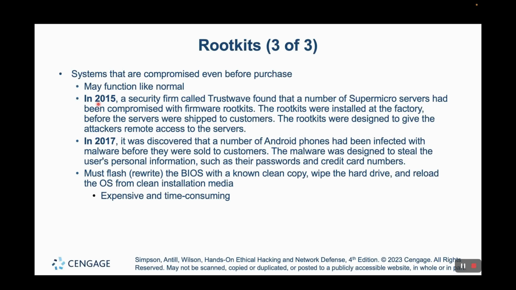Like in 2015, a security firm called Trustwave found that a number of Supermicro servers had been compromised with firmware rootkits. They were installed at the factory before the servers were shipped out to customers. The rootkits were designed to give attackers remote access to the server. That's a big disaster. In 2019, it was discovered that a number of Android phones had been infected with malware before they were sold to customers. The malware was designed to steal the user's personal information like passwords and credit card numbers.